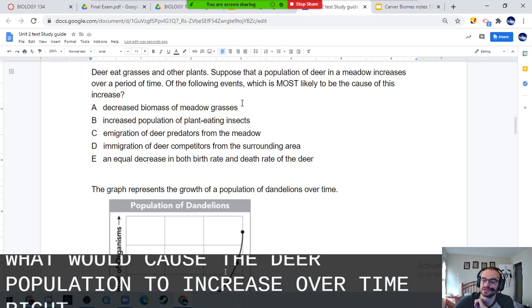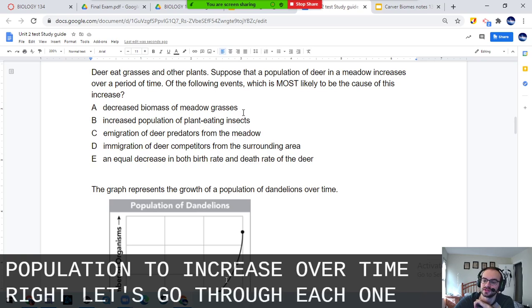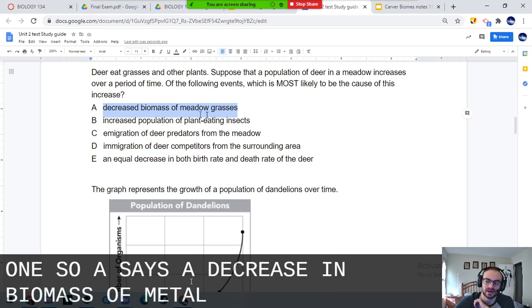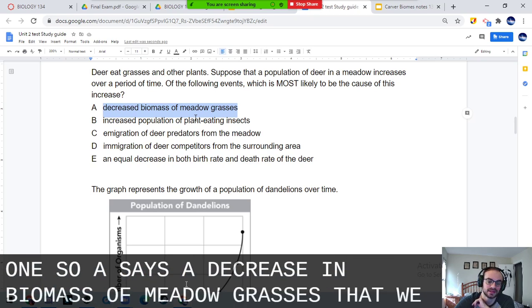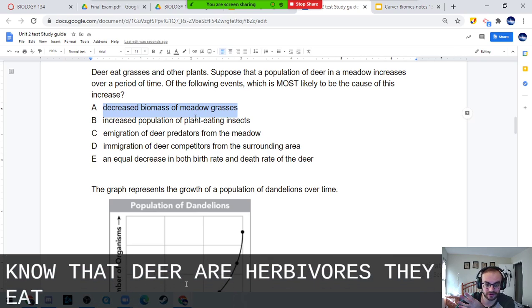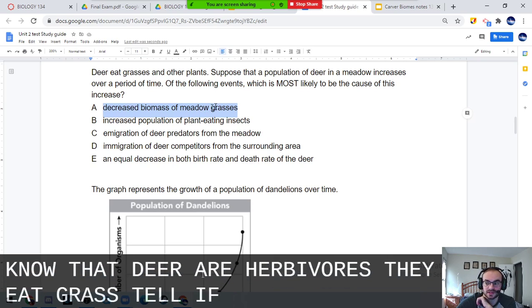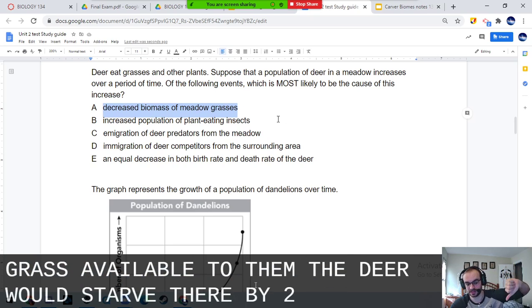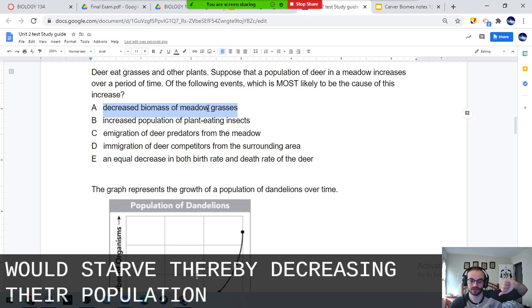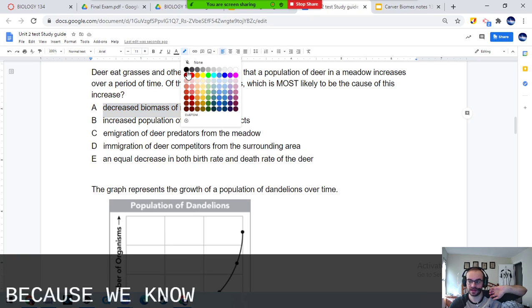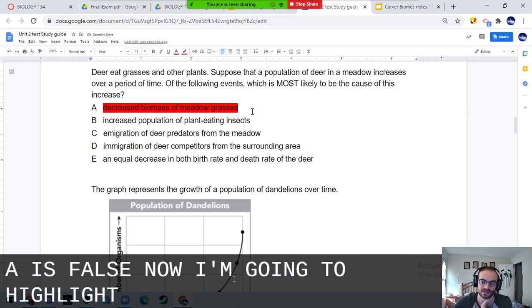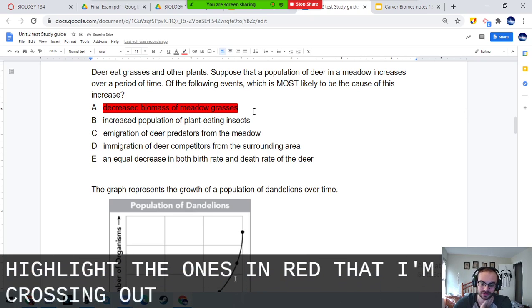All right, let's go through each one. So A says a decrease in biomass of meadow grasses. Now we know that deer are herbivores. They eat grass. So if there was less grass available to them, the deer would starve, thereby decreasing their population. Right? Because of that, we know that A is false. Now I'm going to highlight the ones in red that I'm crossing out.